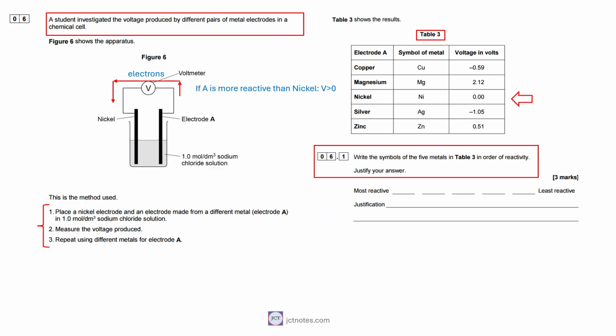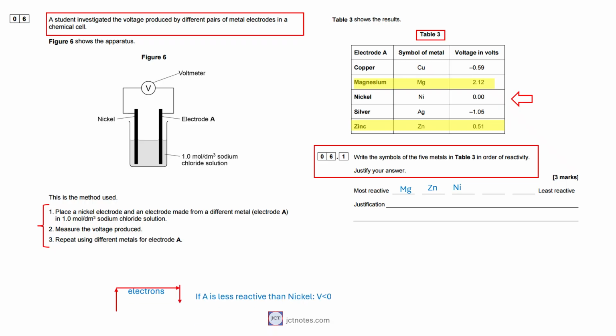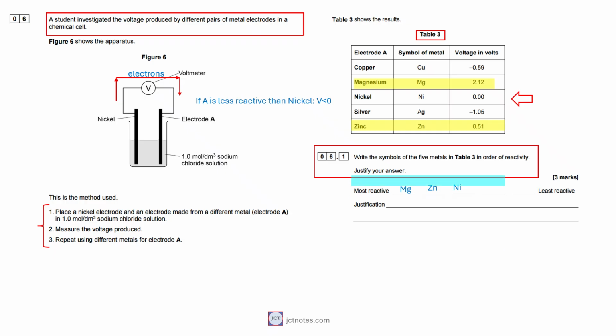Looking at the data, magnesium gives a high positive voltage of 2.12 volts, and zinc gives a positive voltage of 0.51 volts. This means magnesium is the most reactive, followed by zinc. Next comes our baseline, nickel, at 0 volts. Metals that are less reactive than nickel will produce a negative voltage. The less reactive the metal, the more negative the voltage becomes. Copper gives a reading of -0.59 volts, while silver drops even lower to -1.05 volts. This tells us copper is less reactive than nickel, and silver is the least reactive of them all.